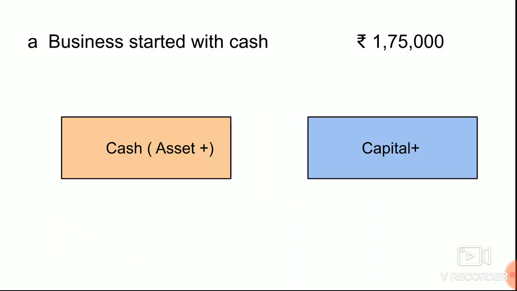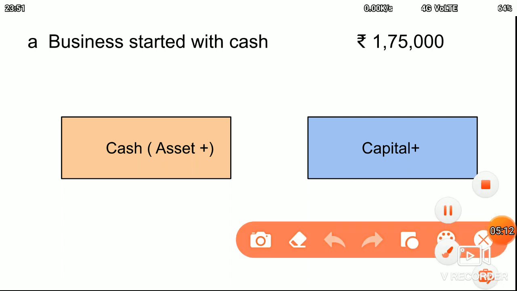Now the first transaction is business started with cash. Here, whenever we record, we will look from the business point of view. The owner is bringing cash into the business, so the cash is increasing in the business. Cash is an asset, so the cash account will get affected here, and the asset will increase in the form of cash by 1,75,000.